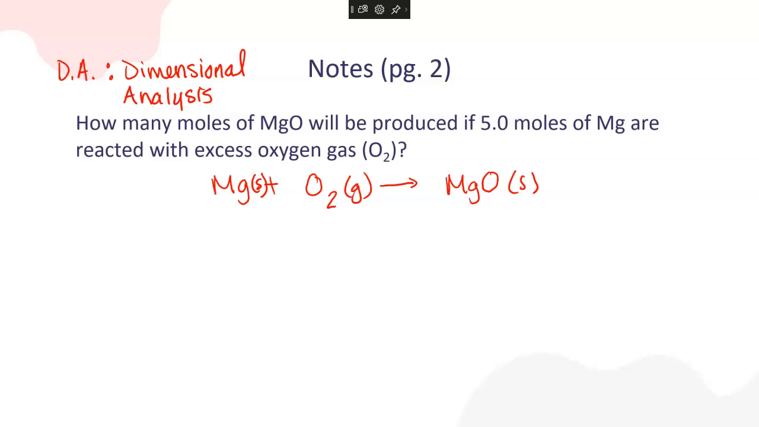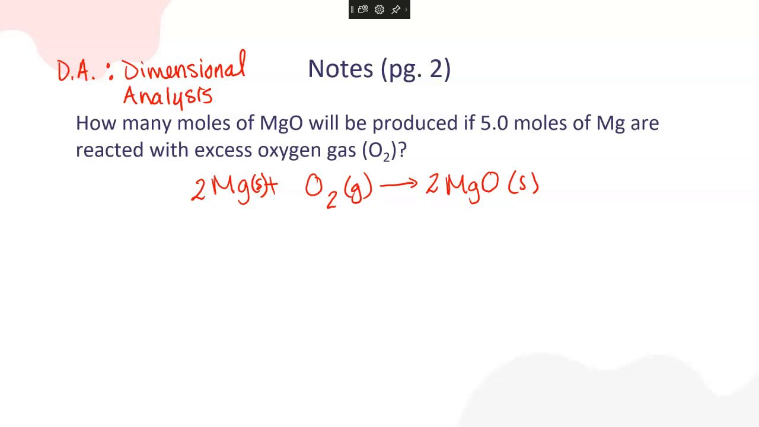Is this a balanced chemical equation? No, it is not. So before I can do any math with a chemical equation or any mole conversions, I have to balance it. So balancing this, I see I need another oxygen on this side. I could do atom inventory, but this one's kind of straightforward. And then I need a 2 here. So I have a 2:1:2 ratio.